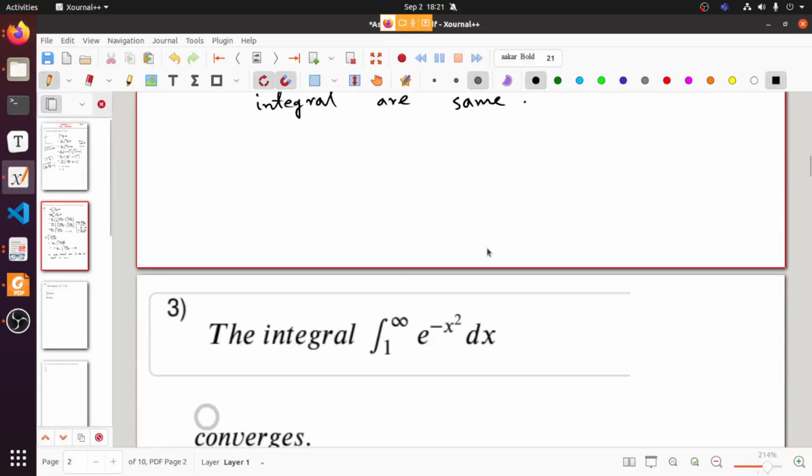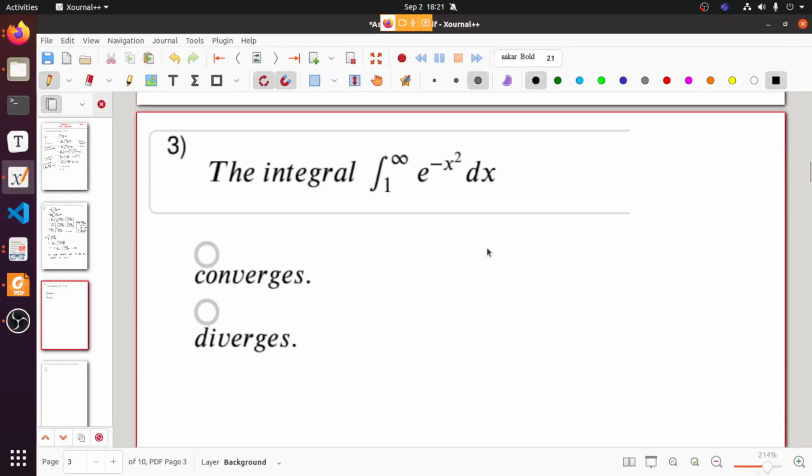So now move to the next question. Third one, what is it? You have to find the integral 1 to infinity e to the power minus x square dx, right? So this is again an improper integral because the limit is 1 to infinity. Oh no, not find the integral. You do not need to find the value of the integral. You have to only say whether it converges or diverges. e to the power minus x square dx, right?